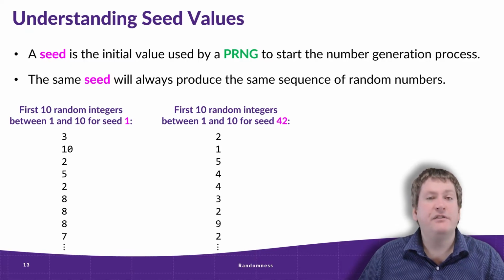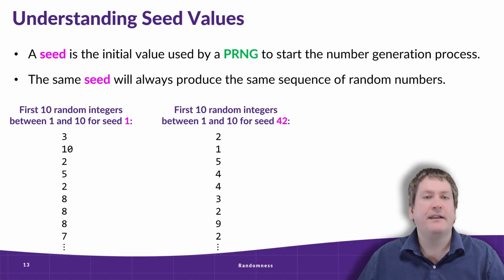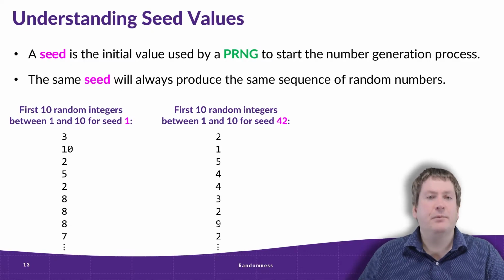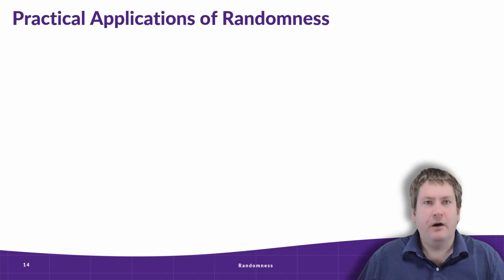And again, we could make that more random by setting it to something like the system time, so it's not as predictable. It won't be the same every time it runs. So why does this all matter? Why do computers need random numbers?